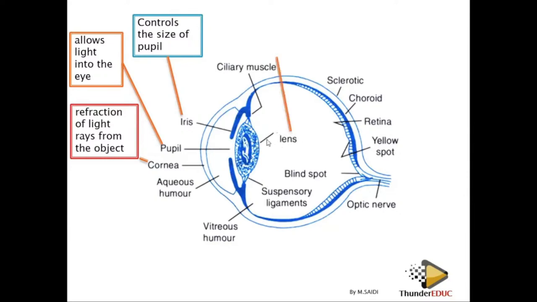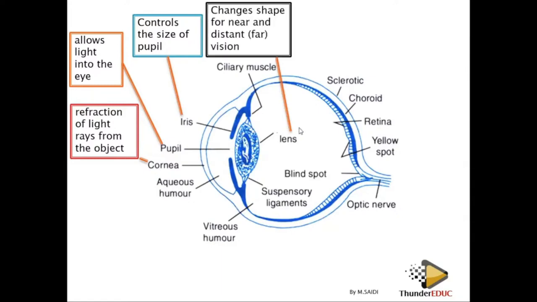Then you have the lens. This solid substance is called a lens. The function of the lens is to change shape for near and far objects. So it is very important in focusing near and far objects. So it means that if you are not able to see near or far objects, you can see near or you can't see far, then it could be a problem coming from the lens. Then you have what is called a sclera.